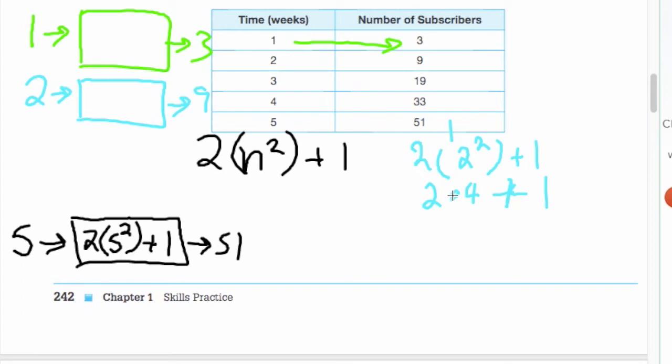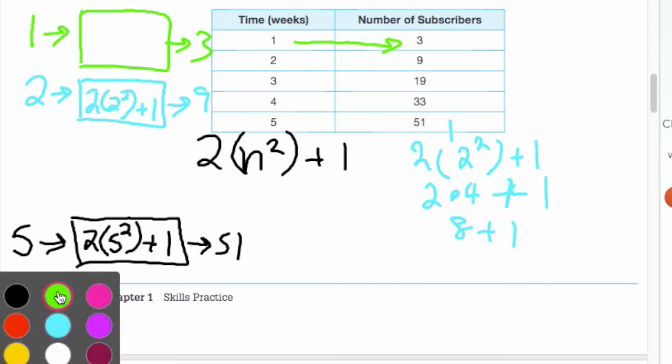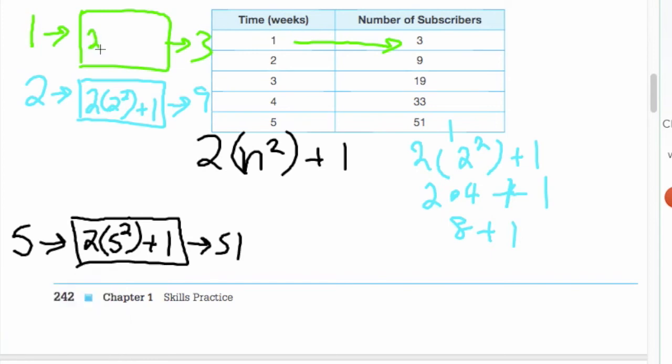2 times 4 plus 1. If I use order of operations, what do I do first? Do I multiply or do I add? You multiply. How do we remember what we do? PEMDAS, or what's the little mnemonic device? Please excuse my dear Aunt Sally. So multiplication comes first. Then I get 8 plus 1. Does that work? Yes.